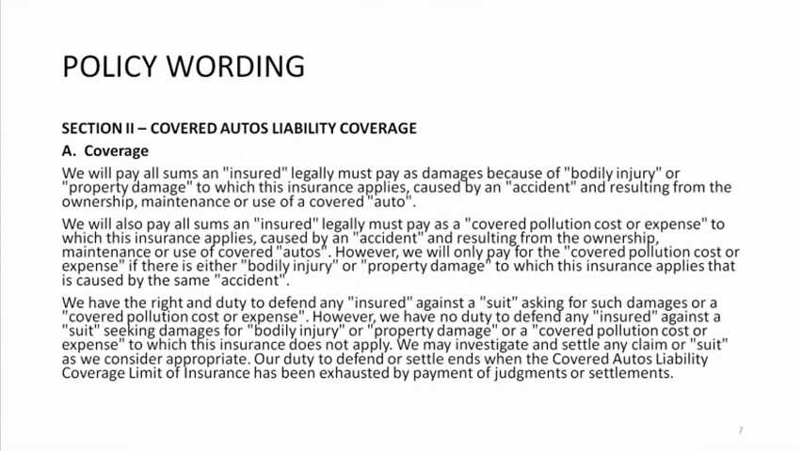The insurance agreement reads this way: Section 2, covered auto liability coverage. We will pay all sums an insured legally must pay as damages because of bodily injury or property damage to which this insurance applies, caused by an accident and resulting from the ownership, maintenance, or use of a covered auto. We will also pay all sums an insured legally must pay as covered pollution cost or expense to which this insurance applies, caused by an accident and resulting from the ownership, maintenance, and use of a covered auto. However, we will only pay for the covered pollution cost or expense if there is either bodily injury or property damage to which this insurance applies that is caused by the same accident.